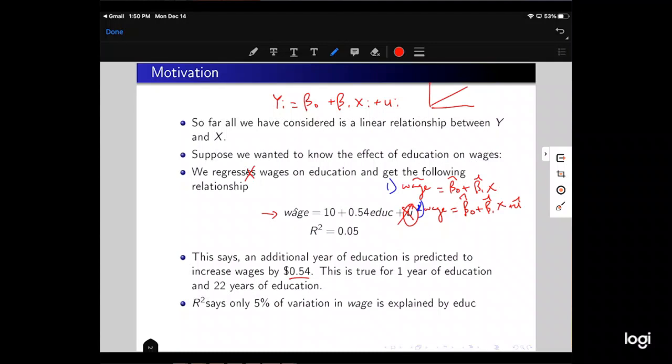So this kind of highlights the idea that we're dealing with a linear function, like we wrote up here, a linear relationship, and some of the problems with it. It assumes that the average effect of education is the same across the entire spectrum of the x variable, in this case education. The r-squared says that only 5% of the variation in wages is explained by education.